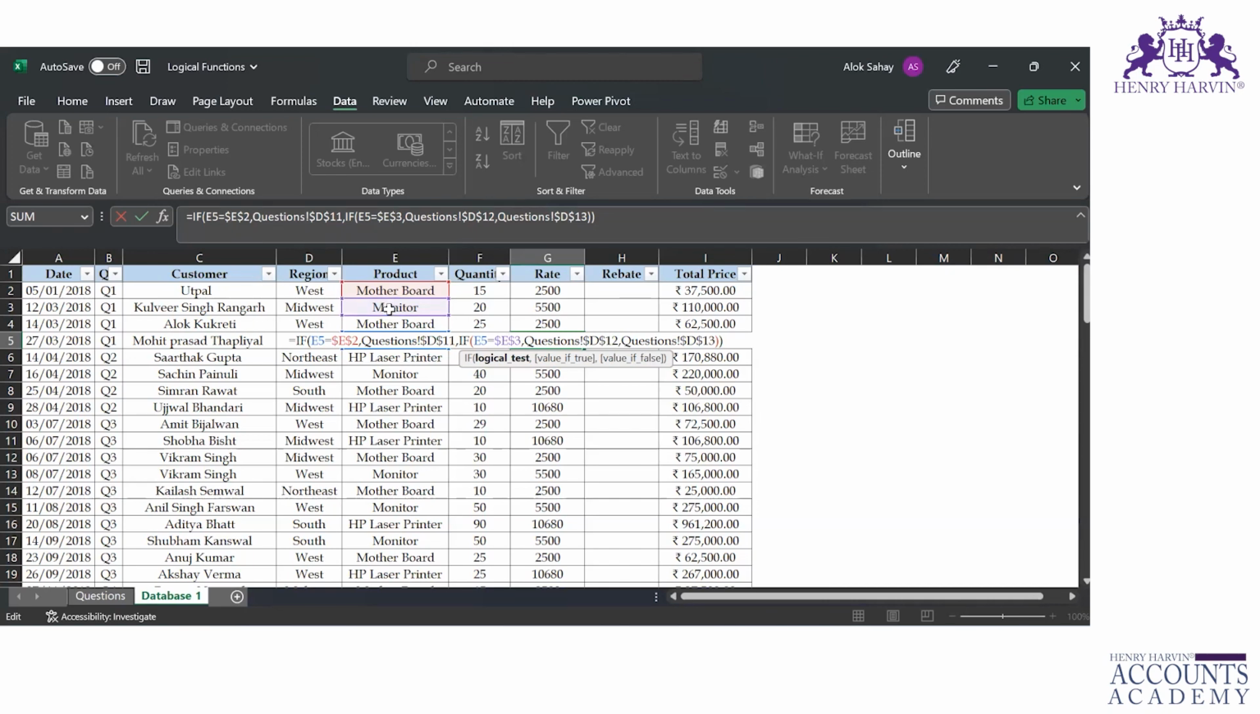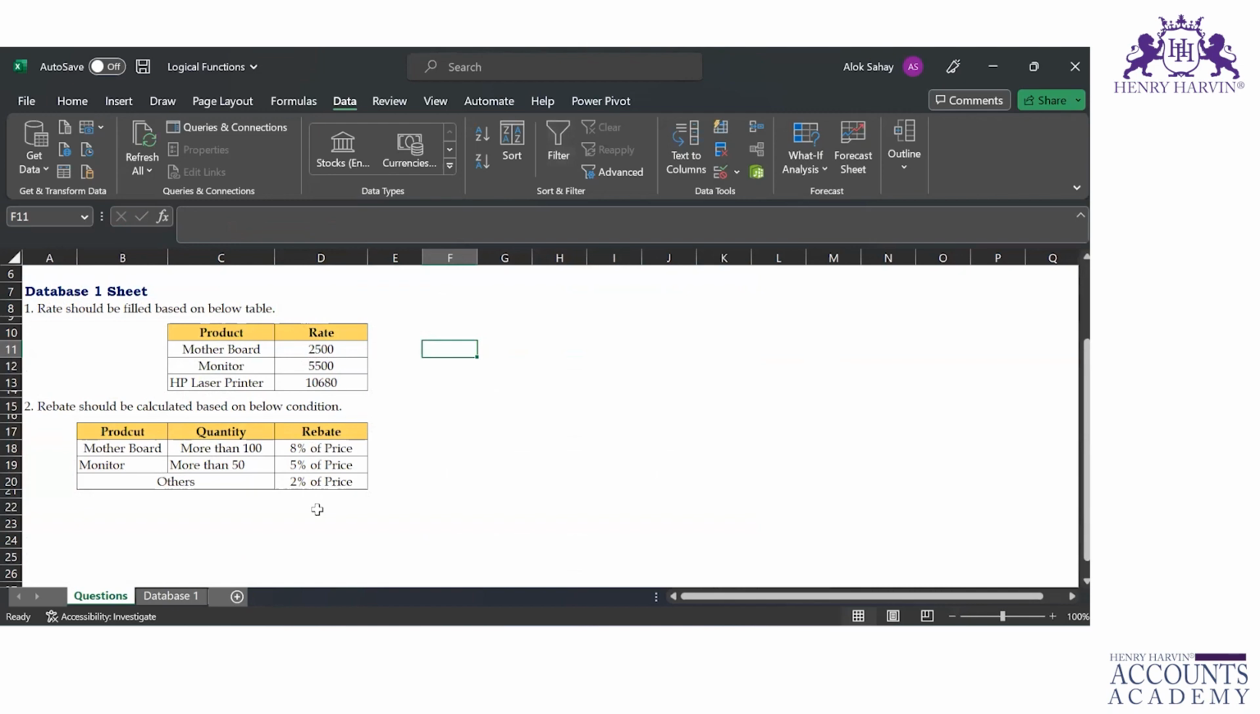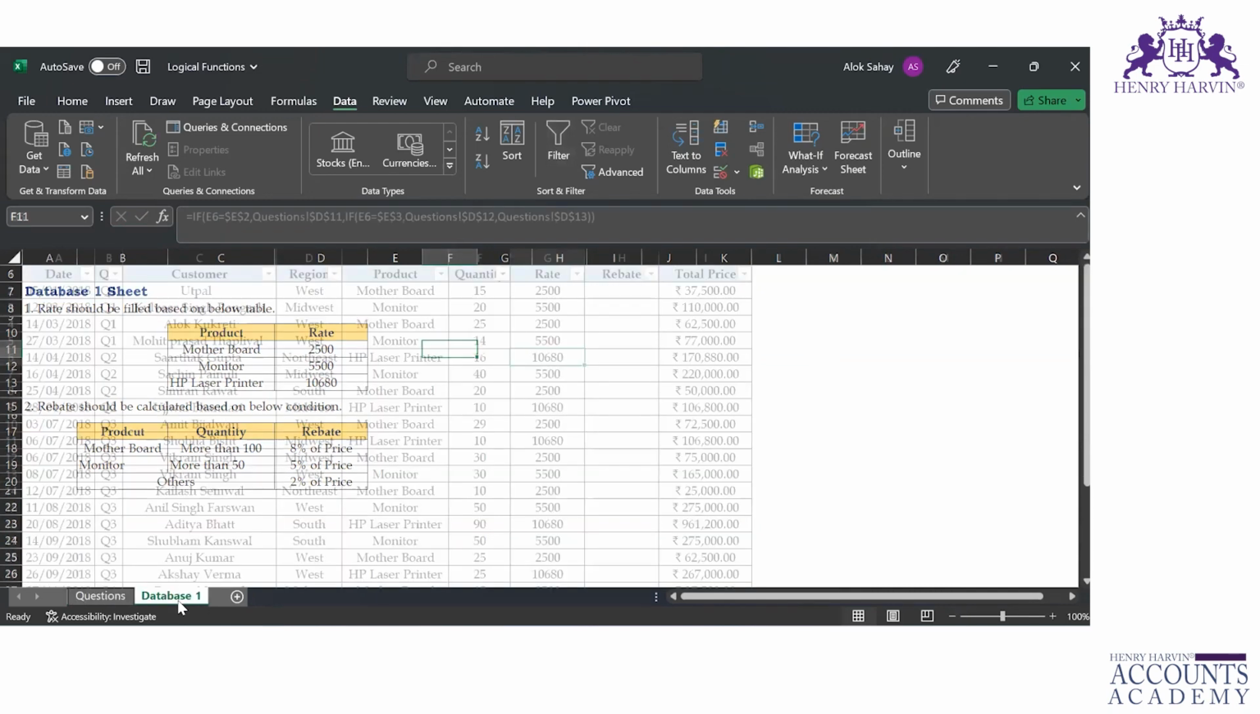Okay, and our D12, D13 and D11 also don't change, because if they change, they will get dragged and our rate will be moving downward. Okay, so we'll get wrong answers.